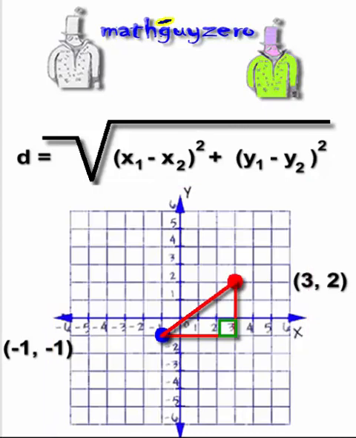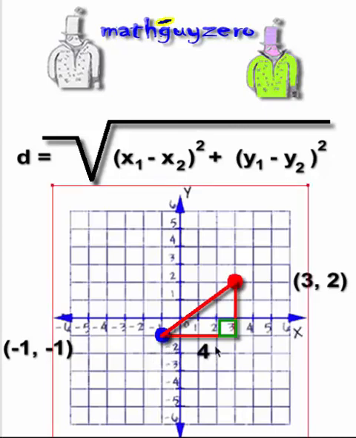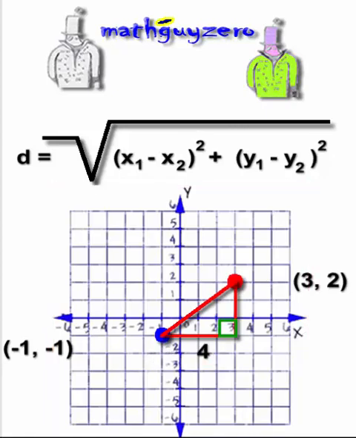There's our triangle. So the difference between the x's was 4. The distance between the y's was 3. And then we just did 3 squared plus 4 squared equals whatever the hypotenuse is squared. And it came out to be 5.